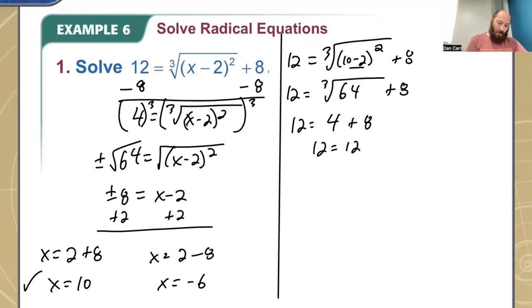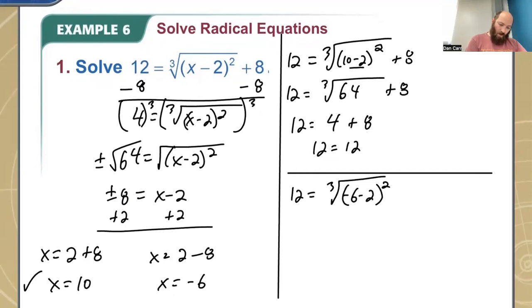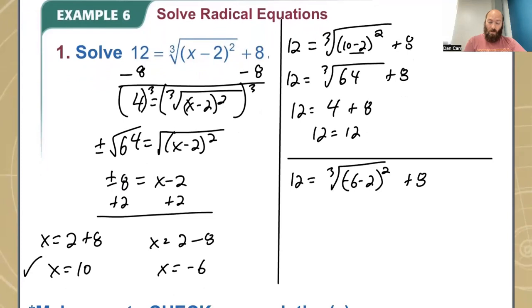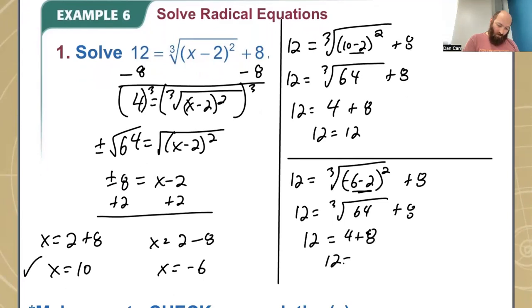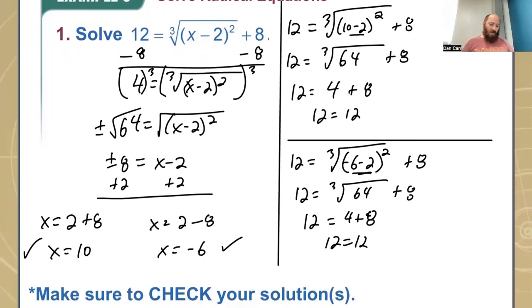Okay, so this one checks out. We're good. And let's do the same thing with negative 6. So 12 is equal to the cube root of negative 6 minus 2 squared, and then plus 8. So negative 6 minus 2 is negative 8, but then I square that, and it becomes a positive 64. Then the cube root of 64 is 4, plus 8, and I get 12 equals 12 again.